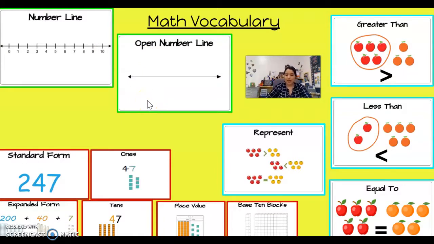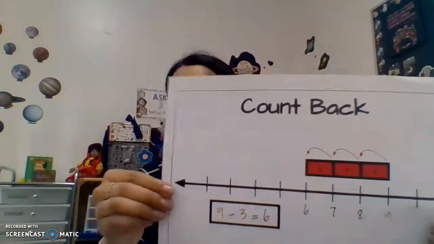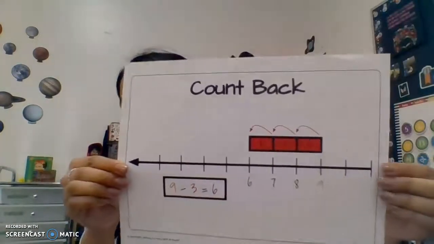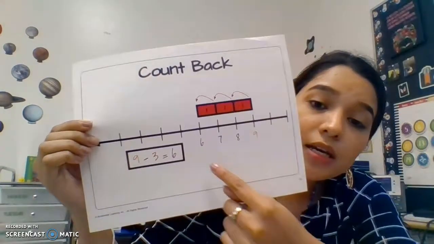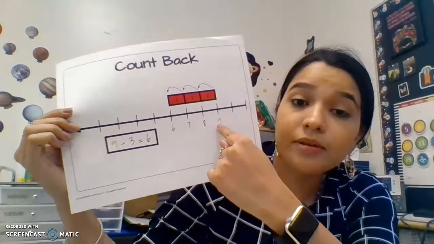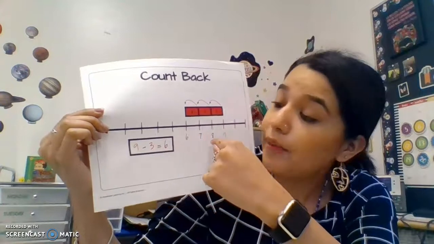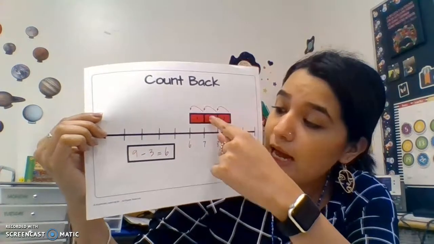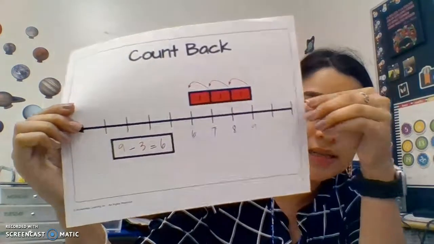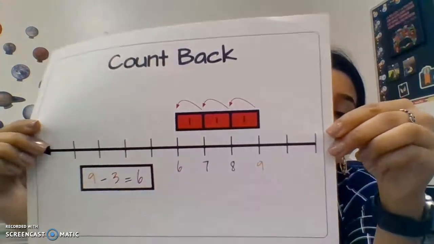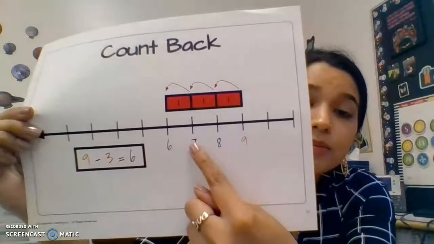Also, if y'all remember when we first started using number lines for addition and subtraction, we had these vocabulary words: count back. So count back is when we can start at a number. So right here we're starting at a number and we can count back all the way until 6. So 8, 7, 6. To help us figure out a smaller number.